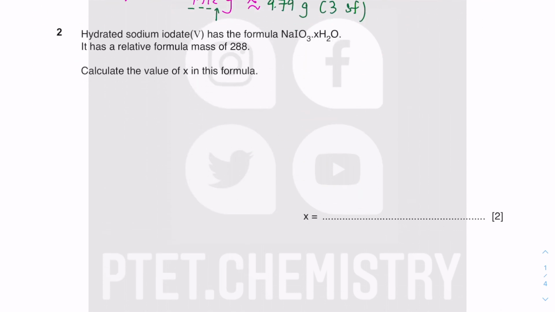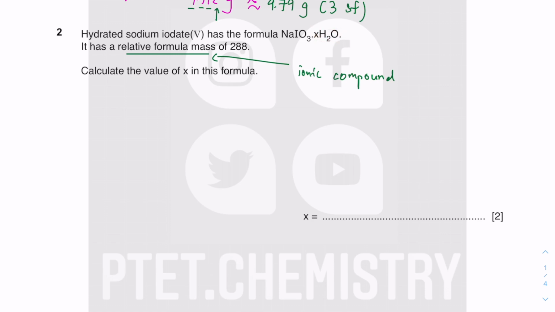Question 2. This is basically about the idea of MR. They use relative formula mass because this is an ionic compound. So it's about understanding the meaning of this formula, where there is 1 sodium, 1 iodine, 3 oxygen atoms, and then there is X number of H2O molecule, where in 1 H2O molecule you have 2 hydrogen and 1 oxygen, but you have X number of H2O.